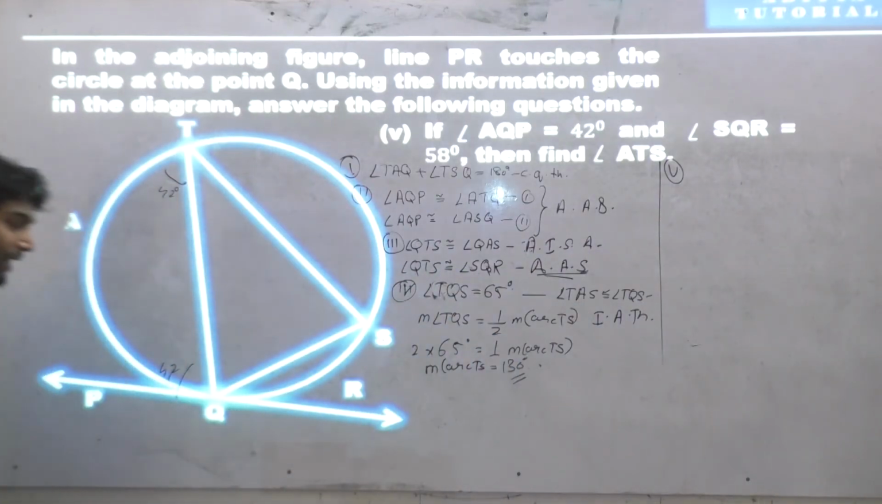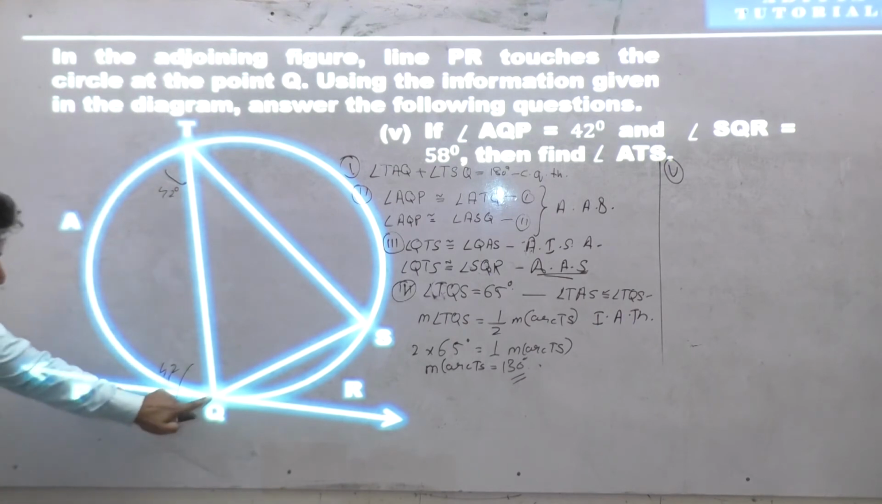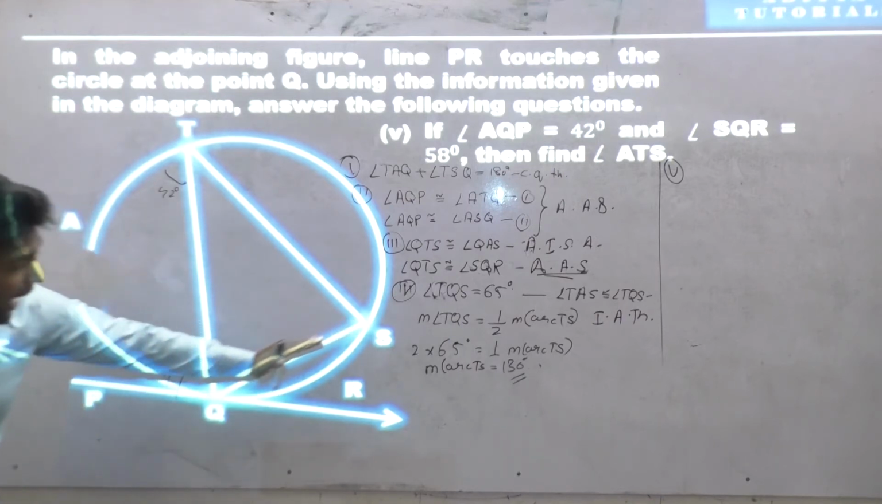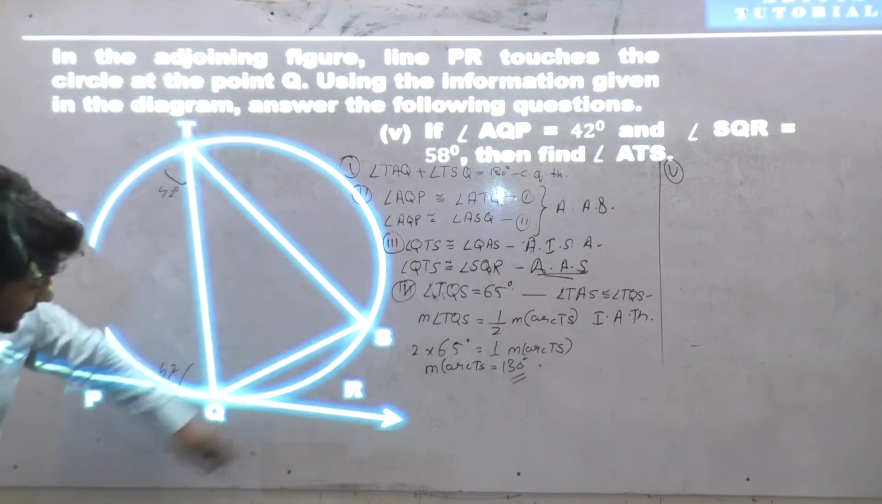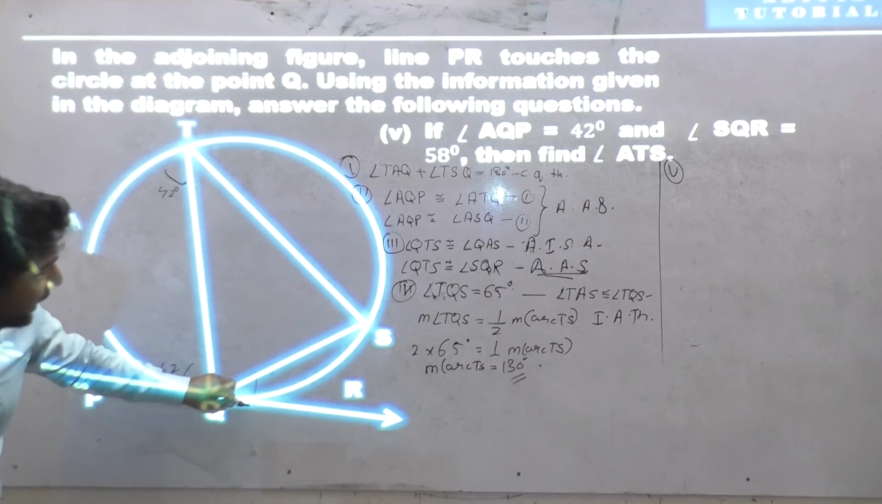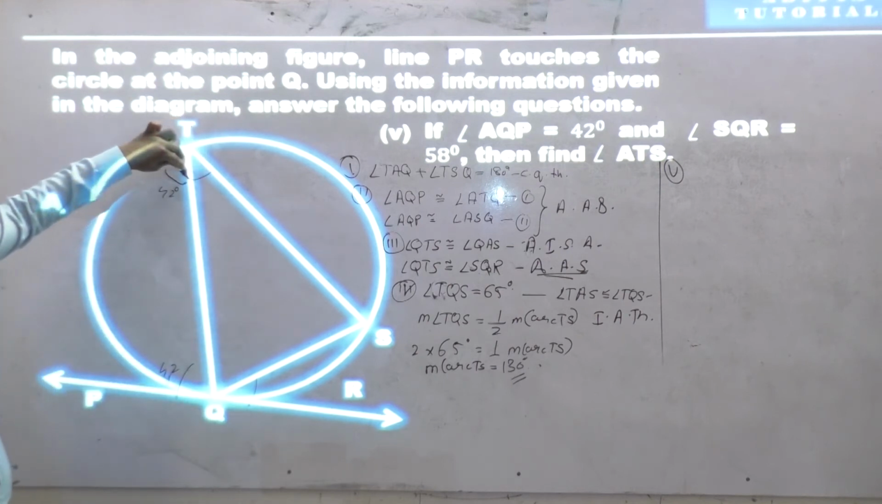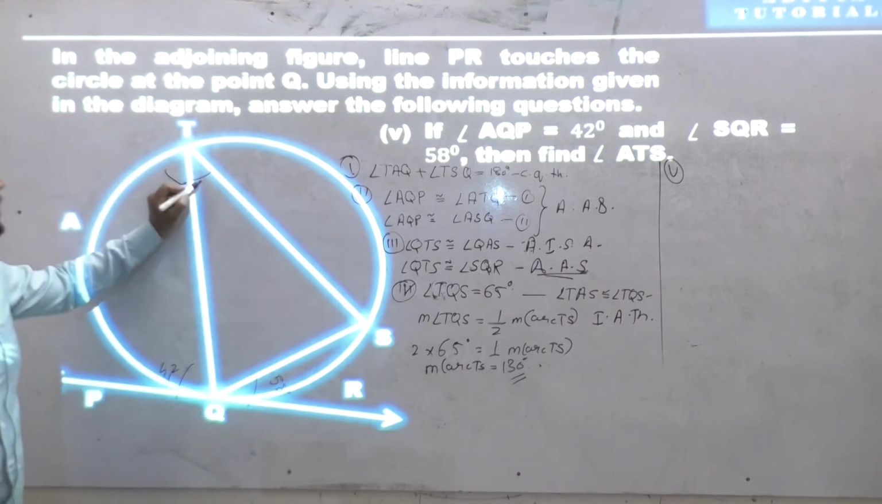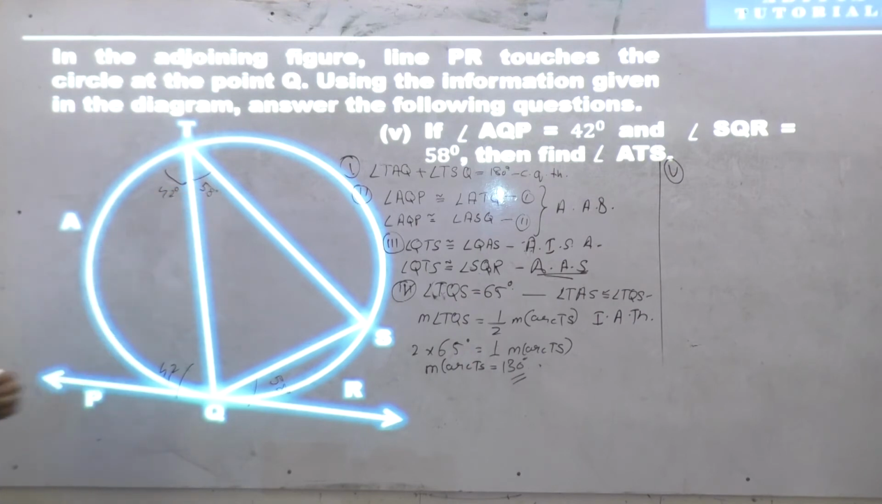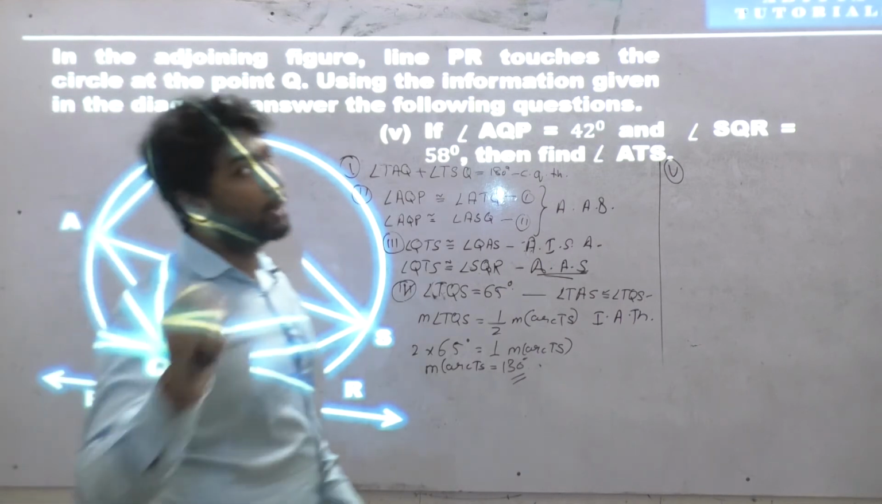PR is a line tangent to the circle at point Q, and from that point of contact a chord is drawn. The angle which the chord makes with the given line is equal to the angle in the alternate segment. That is, if this is 58 degree, this will be 58 degree. Okay. समझ में आया आपको? Reason, angles in alternate segment.